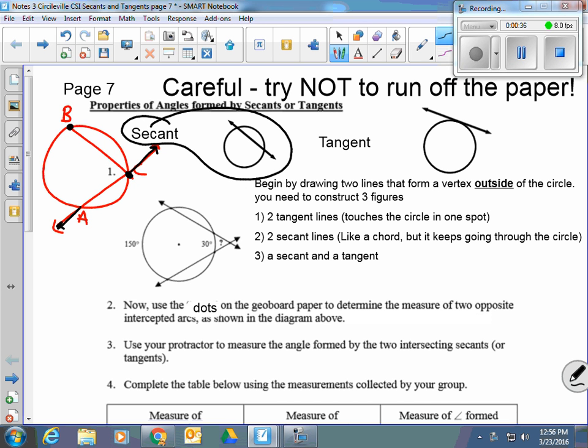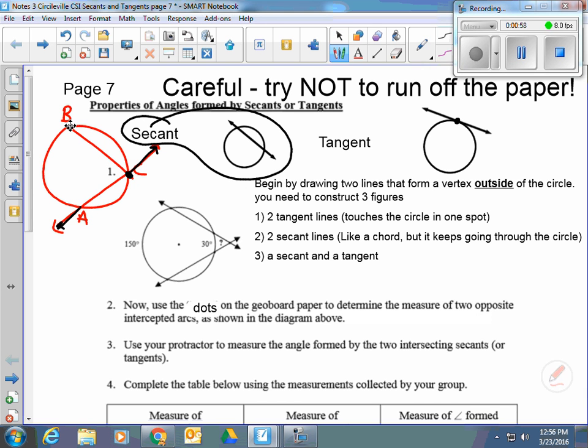What that is called is a secant. Okay, a secant is like a chord. It just keeps going in both directions. Today we're also going to be talking about a tangent. Just like the tangents we've already learned about, this is just another form of it. A tangent only touches a circle at one spot. It can only touch the circle at one spot.